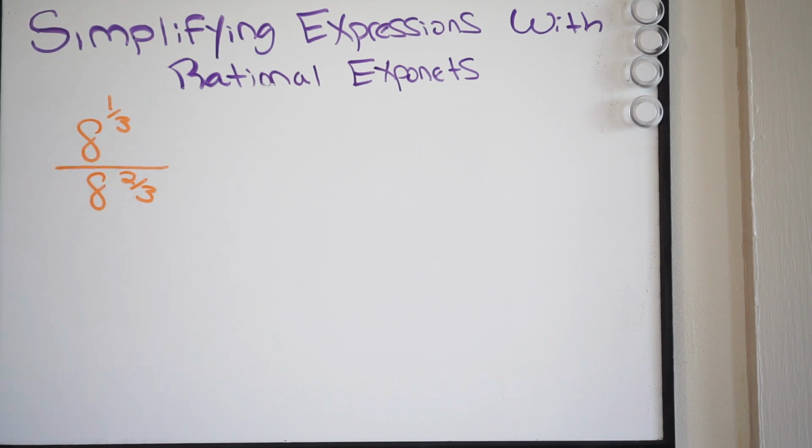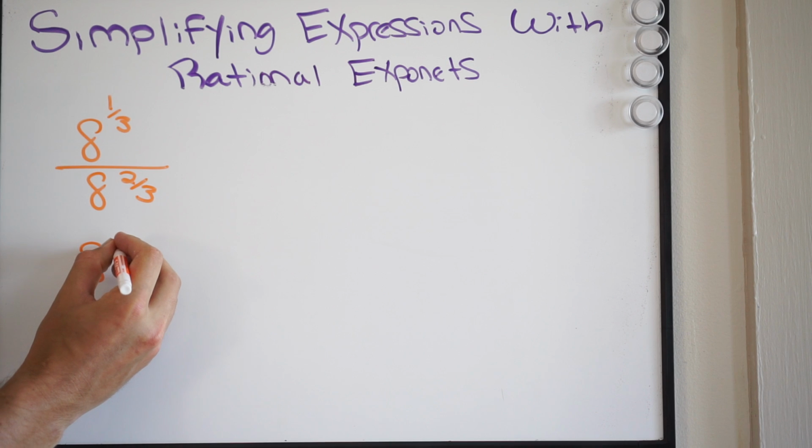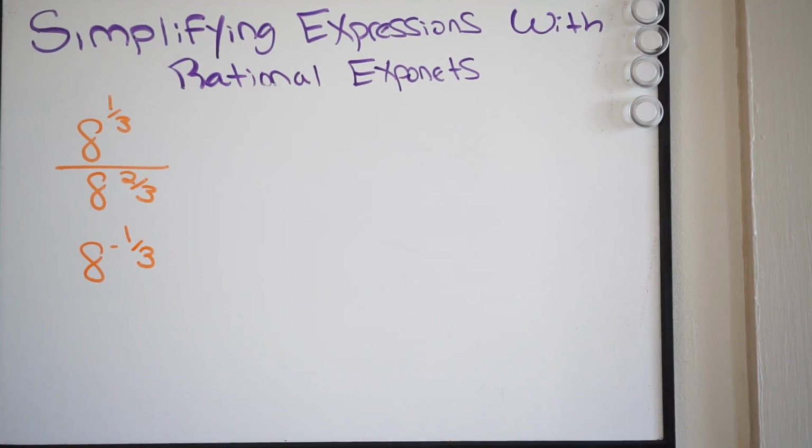This one's going to work out really nice because we had the same denominator here and here. So we're just going to subtract the numerators: 1 minus 2. If we do 1 minus 2, you will get 8 to the negative 1/3 power. Now you may be saying, okay, I'm done here.